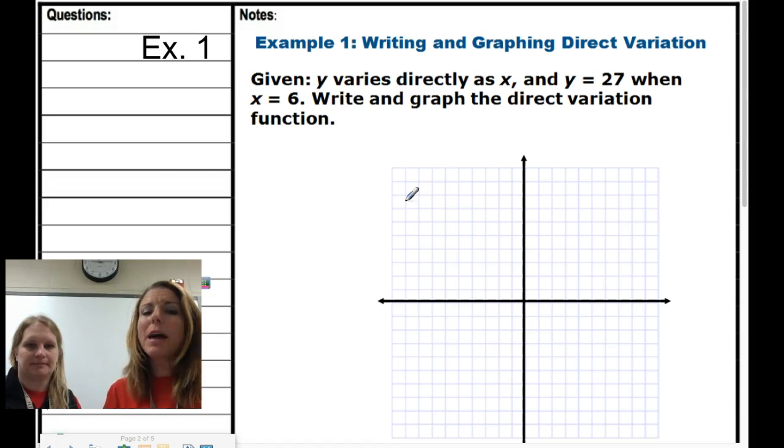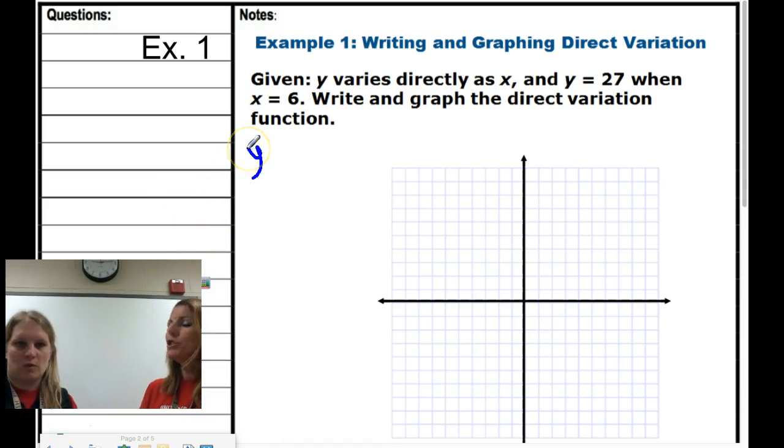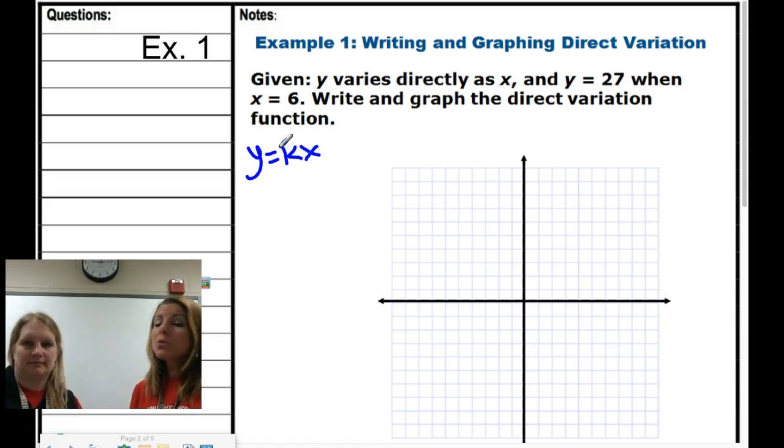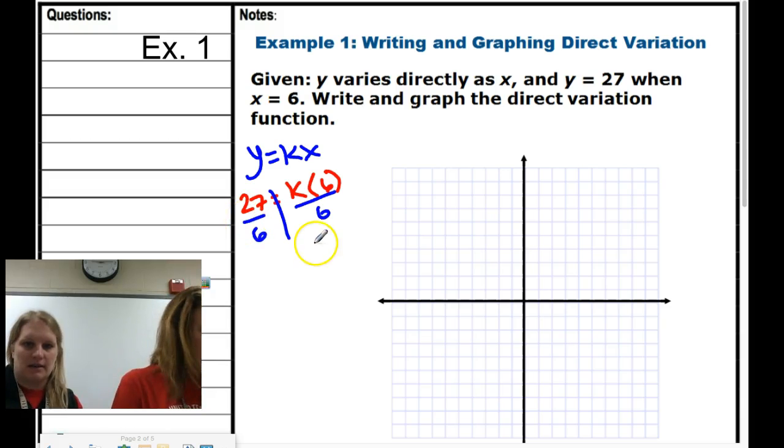On the next page, we have an example. Given that y varies directly as x, the minute you hear that, you write y equals k times x. They tell us what y is, they tell us what x is. Let's plug them in. Y is 27, so 27 equals k times 6. Now we just solve that. Get k by itself, so divide both sides by 6, and we get k equals 4.5. Leaving it as a decimal is totally fine.